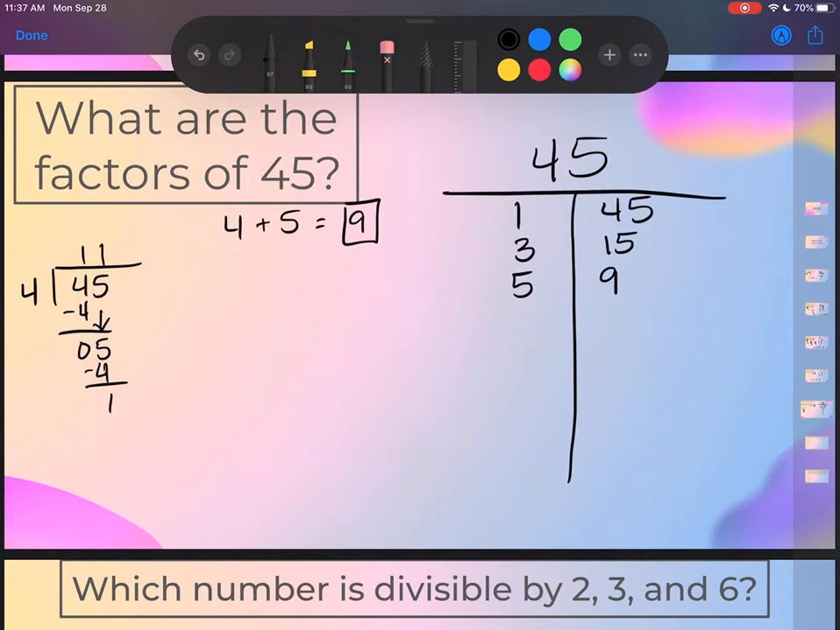So my next number would be 9. 9 is already right here, though. So that's how I know that I am done. I've made full circle. So those are all of my factors for 45. So my factors for 45 would be 1, 3, 5, 9, 15, and 45. So those are T-charts. Let's look at our next question. We got 2 multiple choice questions before we move on to today's assignment.